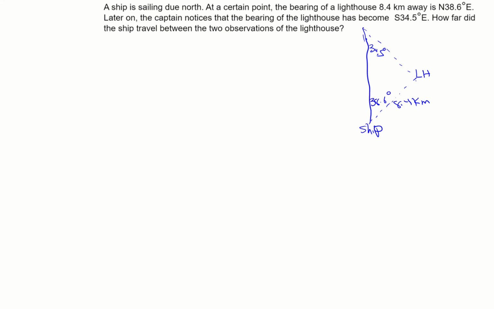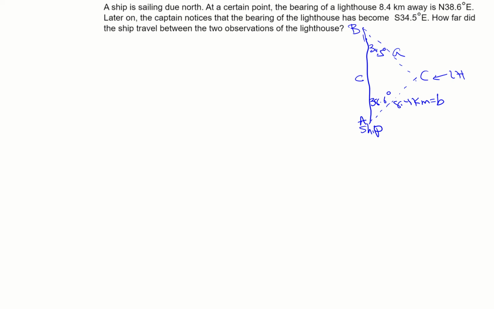So basically, if we go ahead and label these points A, B, and where the lighthouse is located, we'll go ahead and call that C. Let me go ahead and write C here, and remember that's where the lighthouse is. And basically, so we know that this 8.4 will be lowercase b. Here we'll have lowercase c, which is what we're looking for, and this side here will be lowercase a.